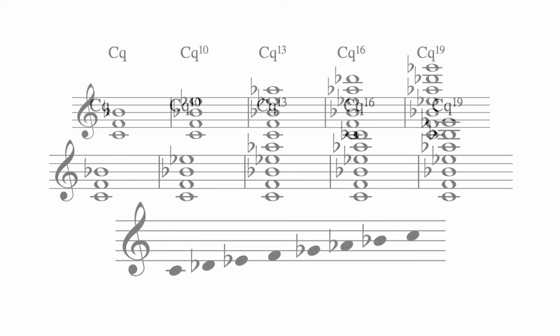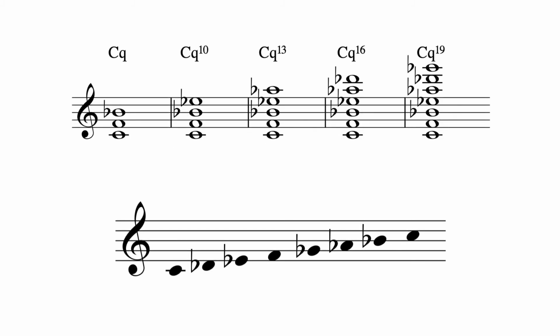Now an important observation must be made. If we look at the C quartal 19 chord, you'll notice that it has 7 notes. These 7 notes together form the Locrian scale of the root, in this case the C Locrian scale. This is important because this means that all quartal chords with at most 7 notes that are made of only perfect fourths belong to a chord scale, in this case Locrian.